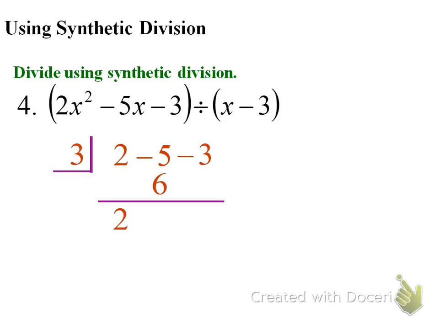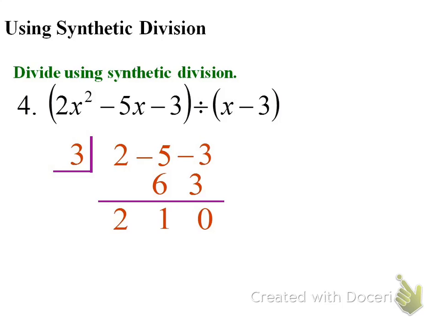Do you remember what you do next? Well, you got to add these two. So you do negative 5 plus 6, which is 1. 1 goes below the line. Multiply by 3. Move it up to the next column. You get a 3. And then you get a 0.